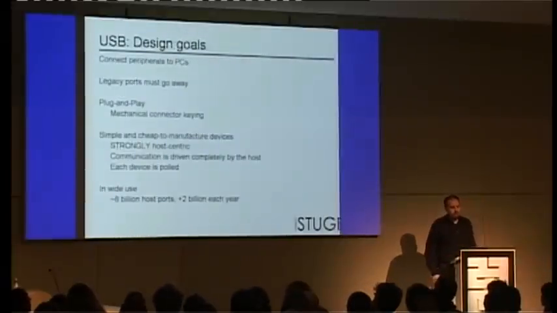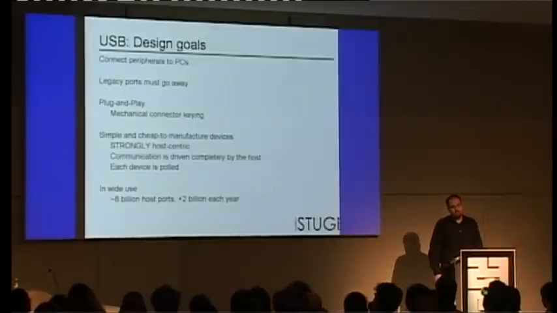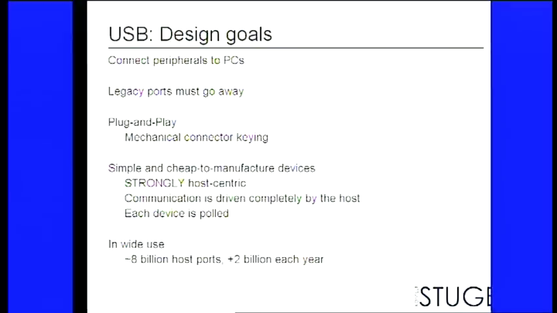The design goals for USB were, as was mentioned in the introduction, to be able to connect peripherals to PCs, because legacy ports were, at the time, about to go away, and there were good reasons for that. They were too big, sometimes kind of expensive, and there were too many different ports as well. So USB came in to take over the task of those random connectors on the backside of a PC.